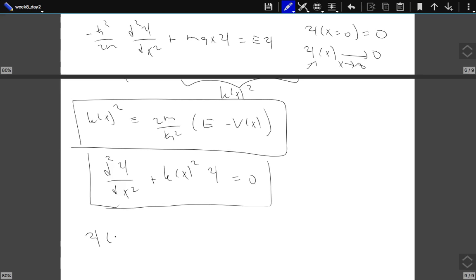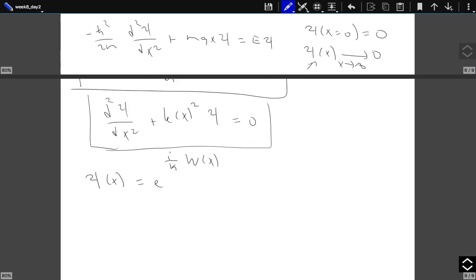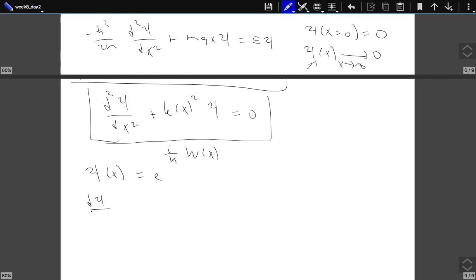Now let me look for a solution of psi(x) in this form. We had already made such an approximation. We had seen that omega(x) is more or less the classical action. Well, if you take the derivative, this just becomes i over h bar omega prime times psi. The second derivative becomes i over h bar omega double prime psi plus i over h bar omega prime squared psi.